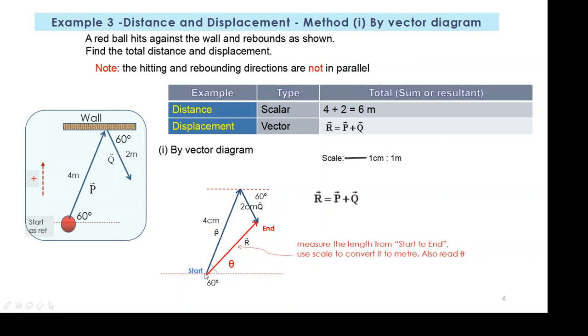Since you know it's P plus Q, we start with P, with the angles that are shown on the diagrams, then follow with Q. When it closes, from the start to the end, it will give you the resultant. In order to draw, you must give a scale accordingly. Here we're using 1 cm versus 1 meter.